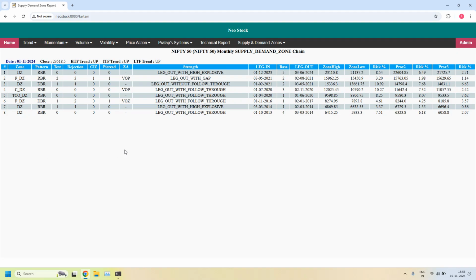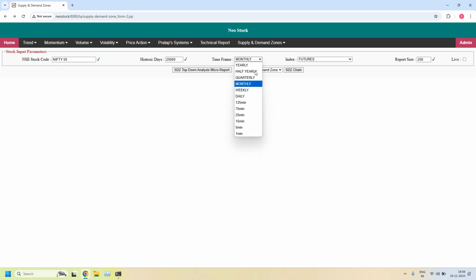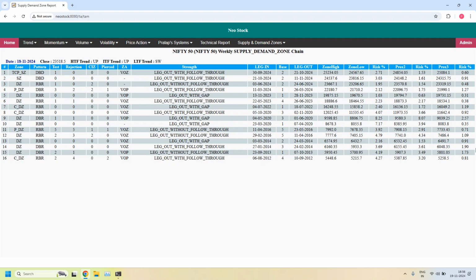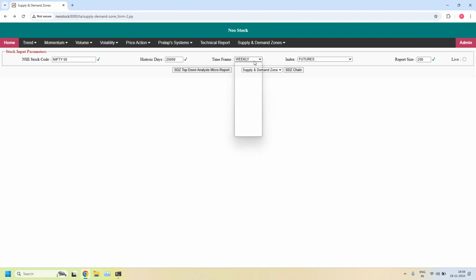Apply all these rules for the remaining reports, and also don't forget to pause the video when you are moving from one report to another report, because I am giving you only few seconds time. Okay, next time frame is weekly, generating weekly supply demand zone chain for NIFTY. Next time frame is daily. So daily supply demand zone chain for NIFTY.